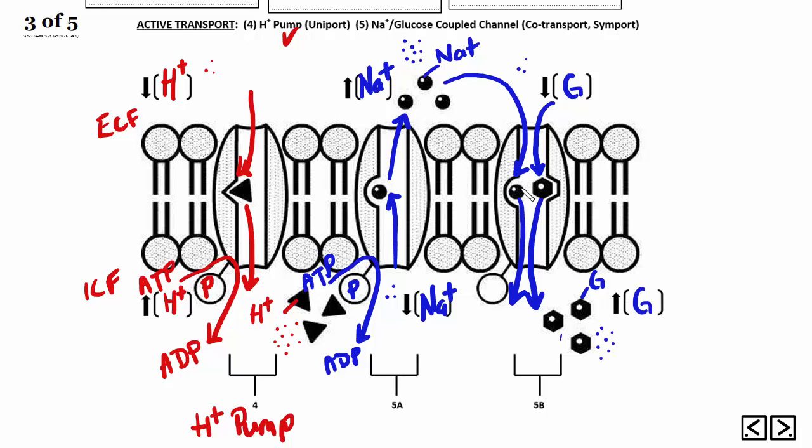So this is a coupled channel for the 2 of them, and it's co-transport. The energy for the movement of glucose against its concentration gradient comes from the movement of sodium down its concentration gradient, and that concentration gradient was established by actively pumping it out using ATP over here. All right? So let's write about that.